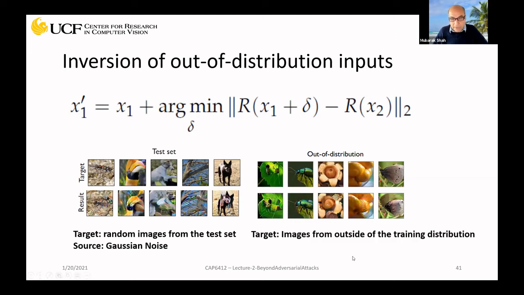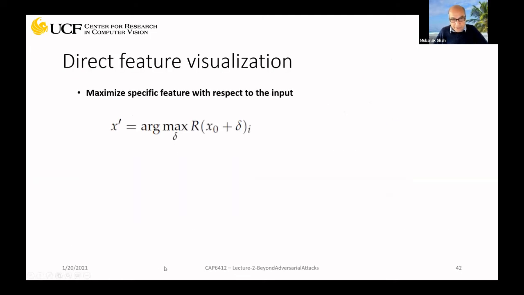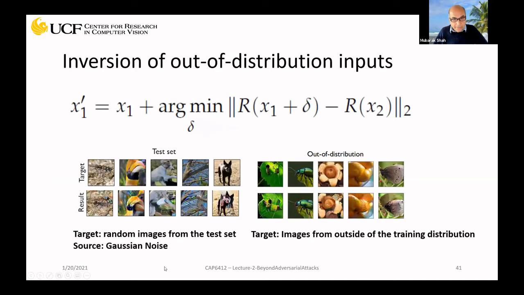These images are outside of the training distribution. So these are your target, and again, start with Gaussian noise. Then you can get this result here, which is good.